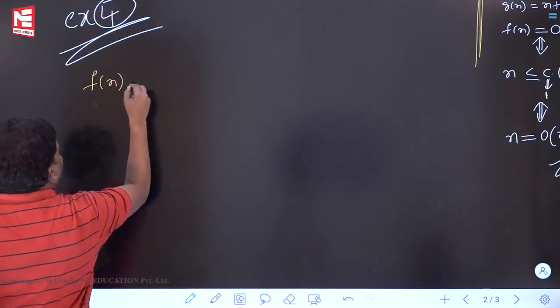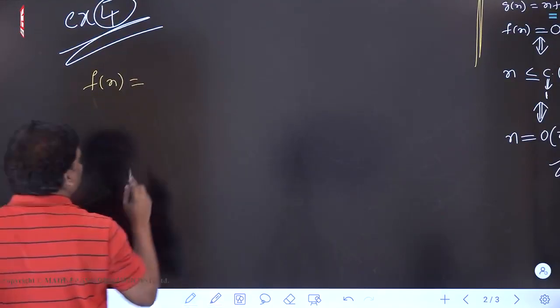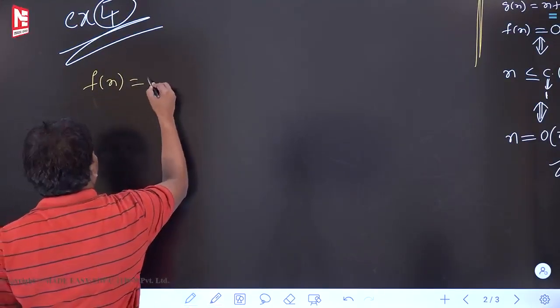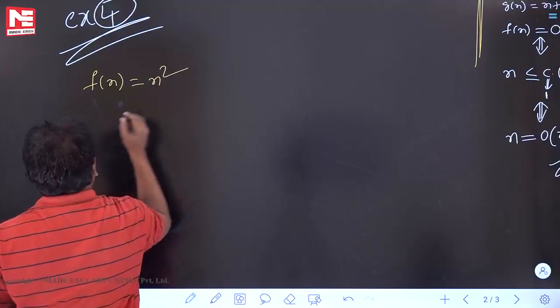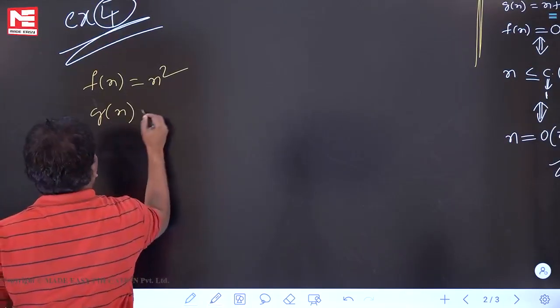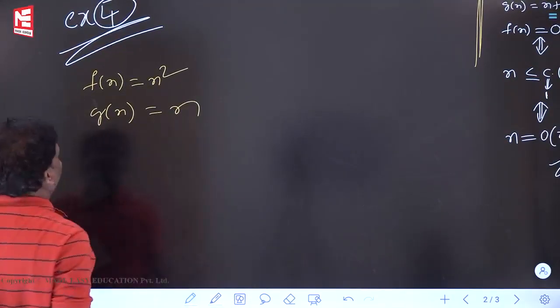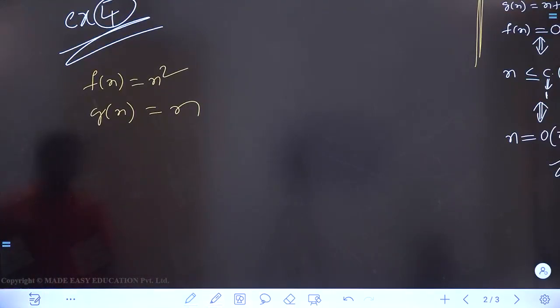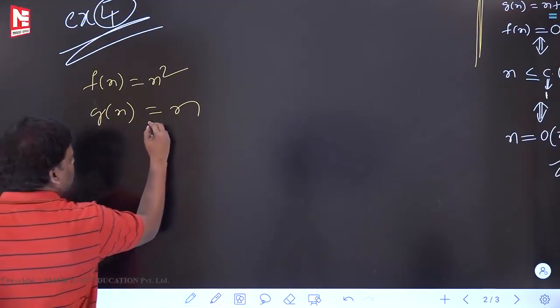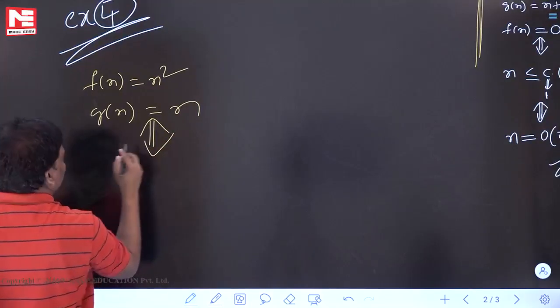F of n is equal to n square, g of n is equal to n. Then I want to prove this. This one I want to say like this.